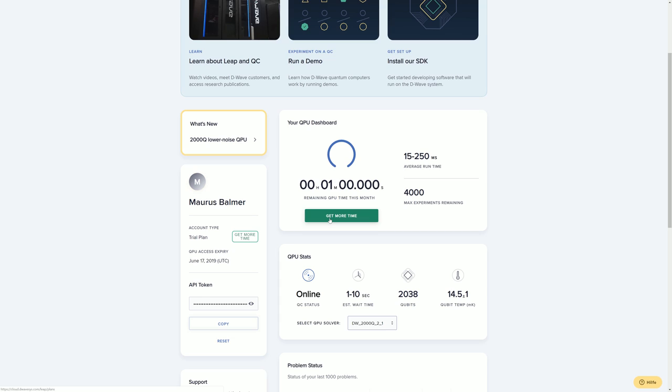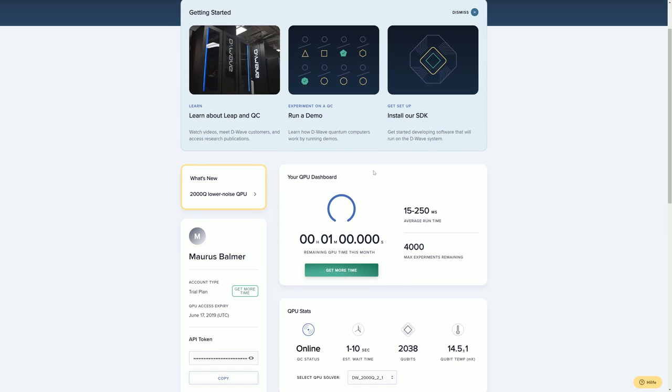Here I can get more quantum computer time. You need to understand one thing: this is not a supercomputer I have access to right now. I have access to 1 minute of calculation time on a quantum computer. The average calculation time, or run time, they call it average run time, is 15 to 250 milliseconds. So you can imagine how fast a quantum computer could solve your program, or the code you run on it, or some kind of things you want to test, which you now can.